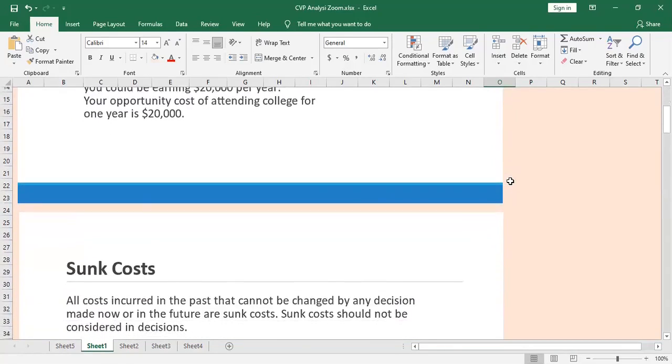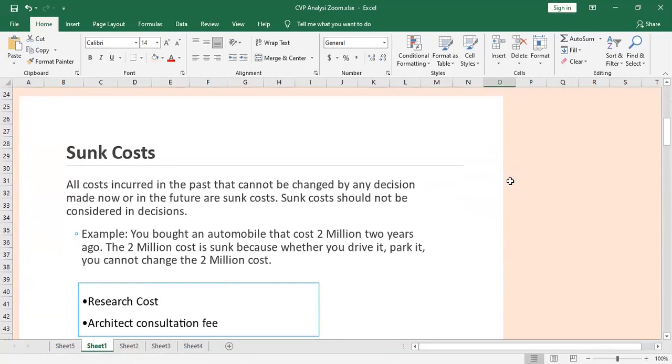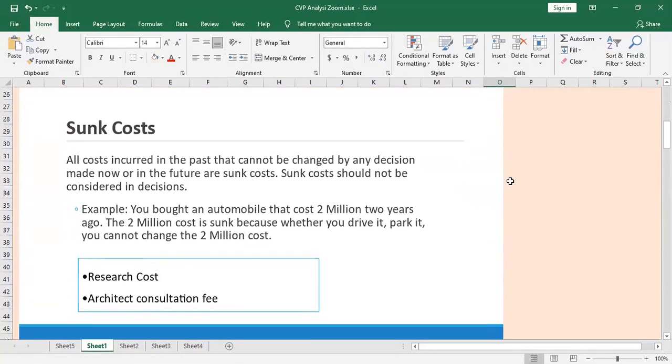Right. The next concept that I wanted to discuss is actually sunk cost. Sunk cost. Yeah, now, sunk cost is actually an interesting concept. Now, it says that all the costs incurred in the past that cannot be changed by any decision made now or in the future are considered as sunk cost. Right. So, therefore, sunk cost should not be considered when we are making decisions.